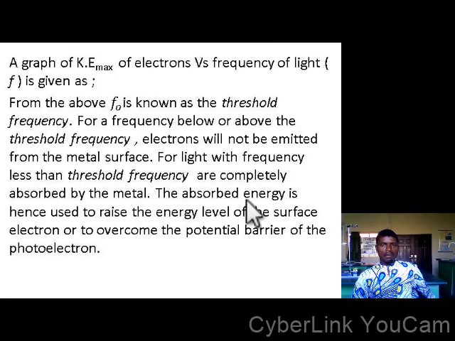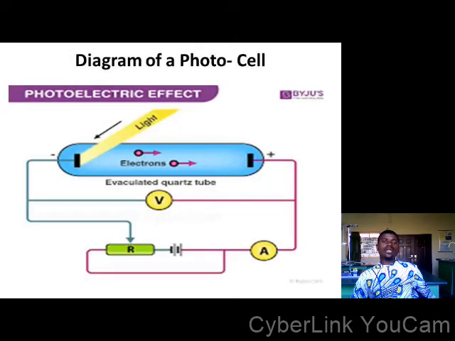The absorbed energy is hence used to raise the energy level of the surface electron, or to overcome what I called earlier the potential barrier of the photoelectron. Just like for you to move a load from the ground, you have to overcome the frictional force first before the load is moved. So in this case, the potential barrier is serving as a frictional force in this topic.